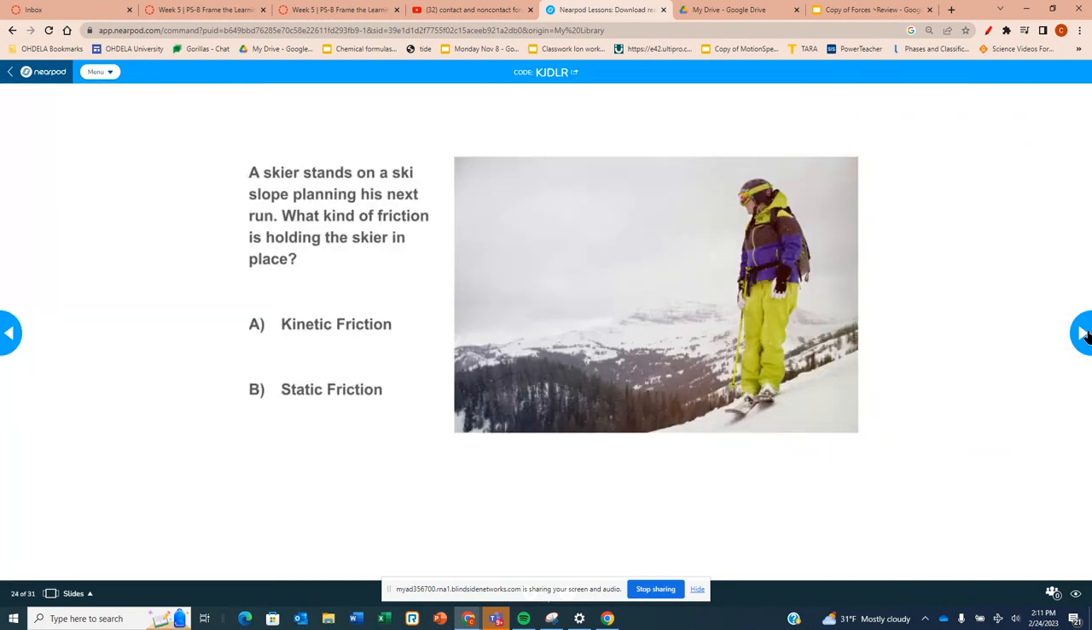All right, so let's reflect on some friction. A skier stands on a ski slope planning his next run. What kind of friction is holding the skier in place? This is going to be static friction. Static means stopping, right? In this particular case.